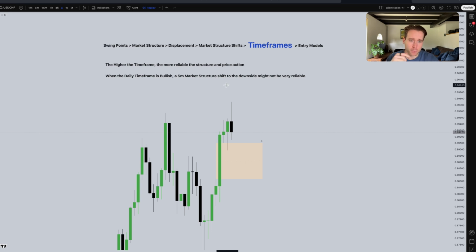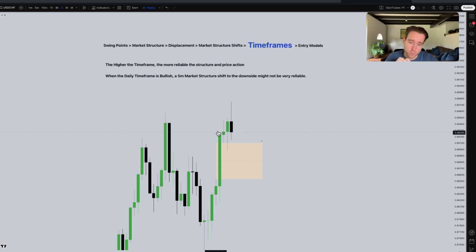And let's dive into an example to show this. So here we are at the daily and we see displacement upwards. So that means bullish price action. We made a higher low, higher high. So on a daily, higher time frame, we are bullish. And the mistake most beginner traders make is this: what happens when on the 5 minute or the 1 minute or the lower time frame, there's a market structure shift to the downside? Do we now change to bearish and look for shorts? Or do we keep going higher and you just got faked out?